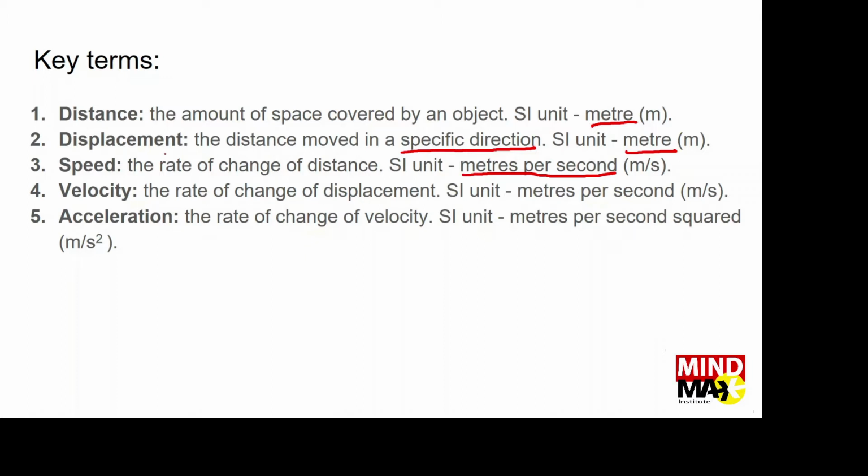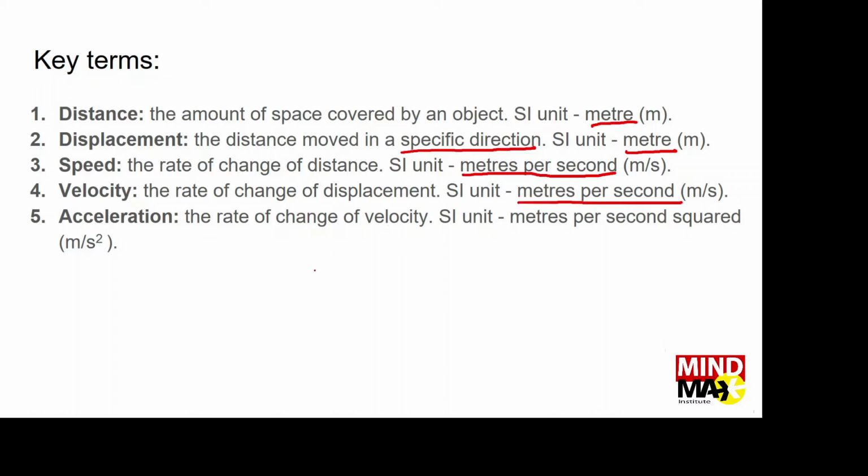So what did we learn? The difference between displacement and distance is that distance is the amount of space moved by an object without specifying the direction, but displacement is the distance moved by an object in a specific direction. So velocity, because it is the change of displacement, is a vector quantity as well, because it refers to how much distance an object moves in a specific direction per second. Because it is a type of speed, but speed in a particular direction, it has the same unit as speed.